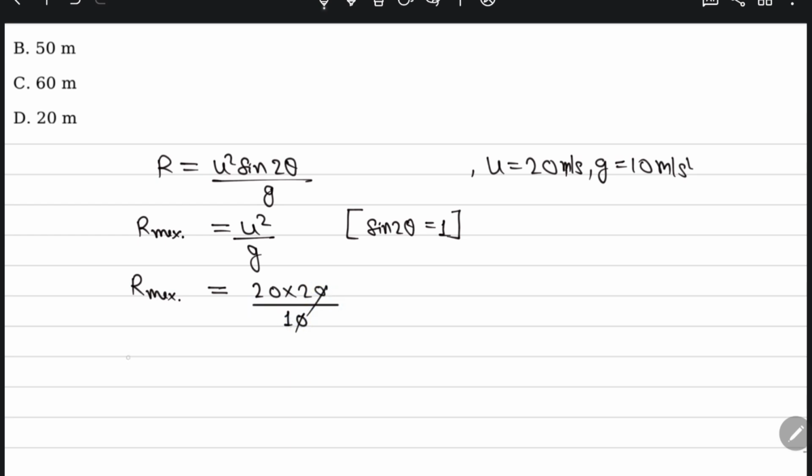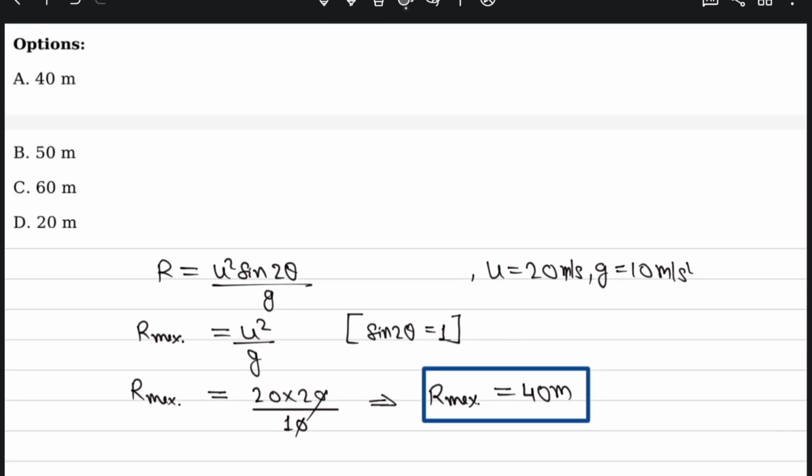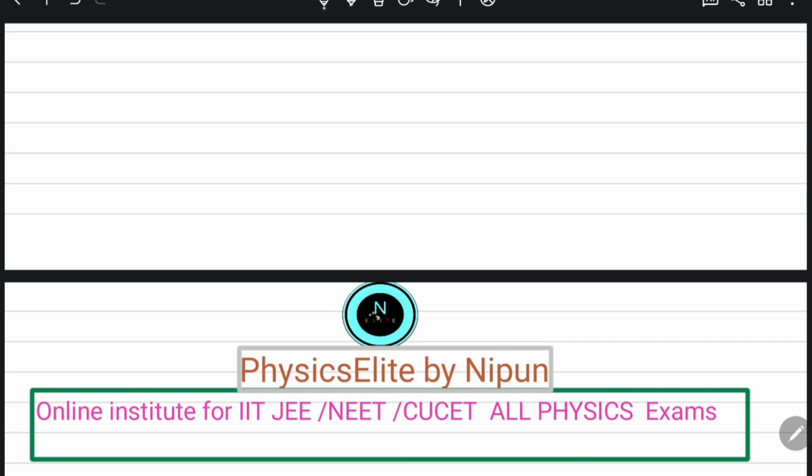So here 10 and 10 cancel. So that comes out to be the maximum range is 40 meter. The maximum range comes out to be 40 meter. So which option is correct? Option first is correct. Now proceed to the next question.